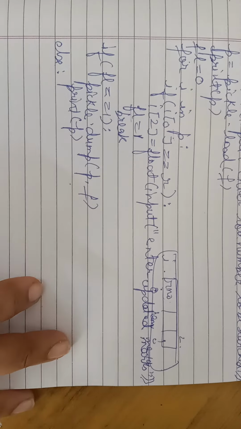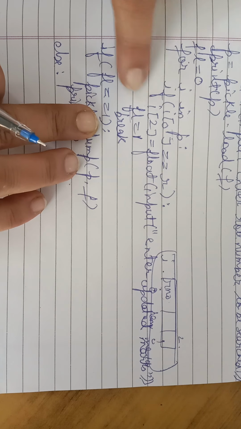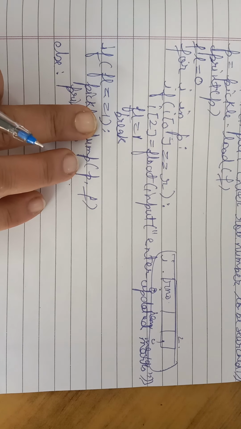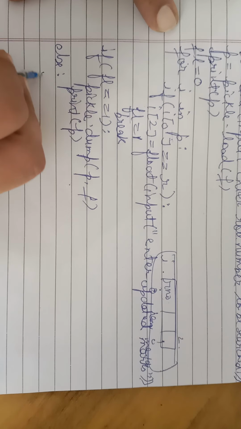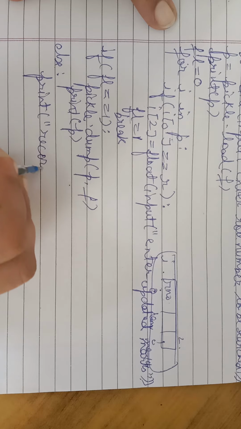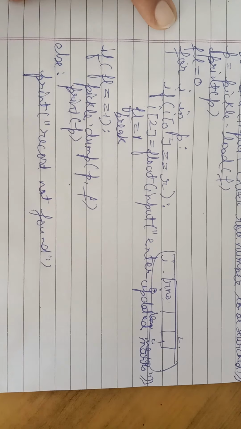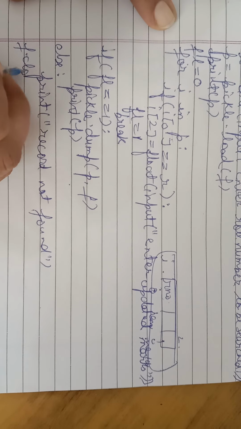Else, meaning the value of flag remains 0. It will be in the case when we iterate the full loop, but we do not find the record. So else print record not found. Now finally close the file.